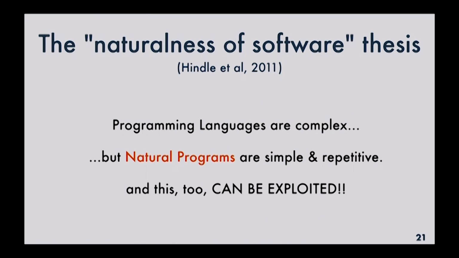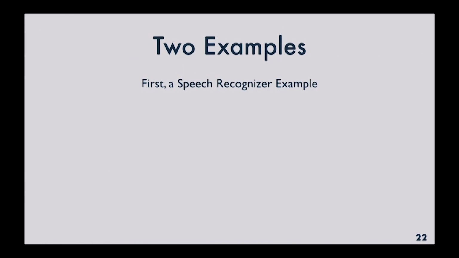So this is the analogy here, and this is the principle of the naturalness of software. It turns out that similarly, while programming languages and source code can be very complex and very expressive and very powerful, natural programs, the kinds of programs that people write over and over again, are simple and repetitive. And this fact, too, can be exploited, can be put to good use. So, two examples of this.